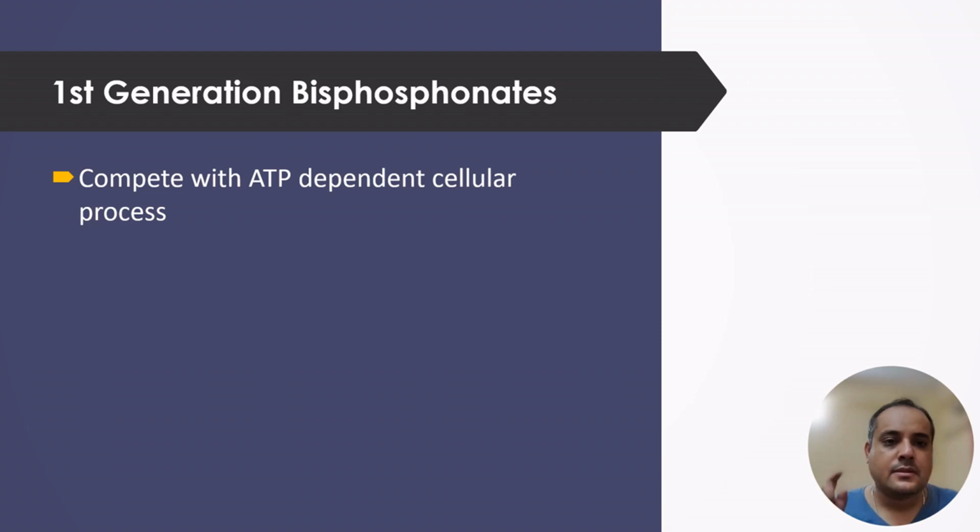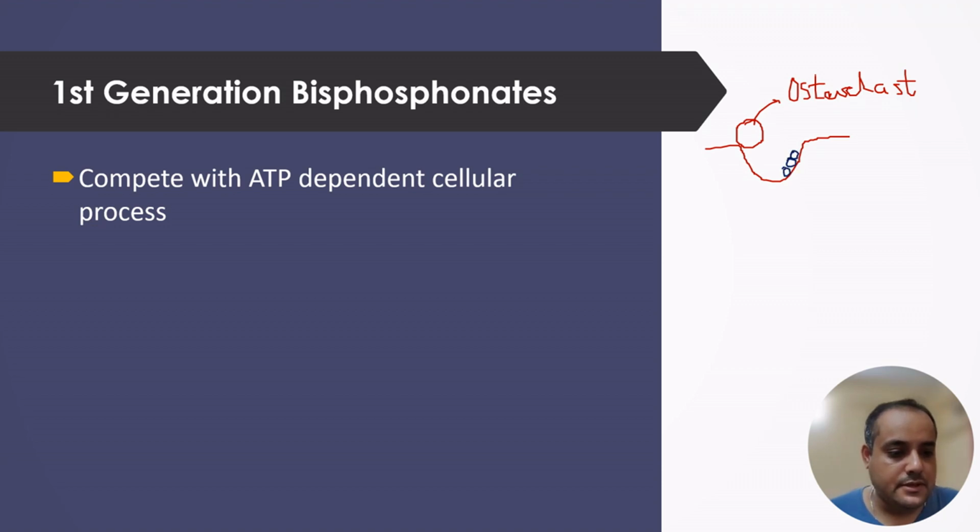Now let us have a look into how the first generation bisphosphonates act. The bisphosphonates are accumulated under the osteoclasts, right? So this is where the bisphosphonates are. Suppose this is the osteoclast cell, and this is where the molecules of bisphosphonate are. Now these molecules of bisphosphonates will be taken up by the osteoclast cells. Once these molecules get taken up, let us see what is going to happen.